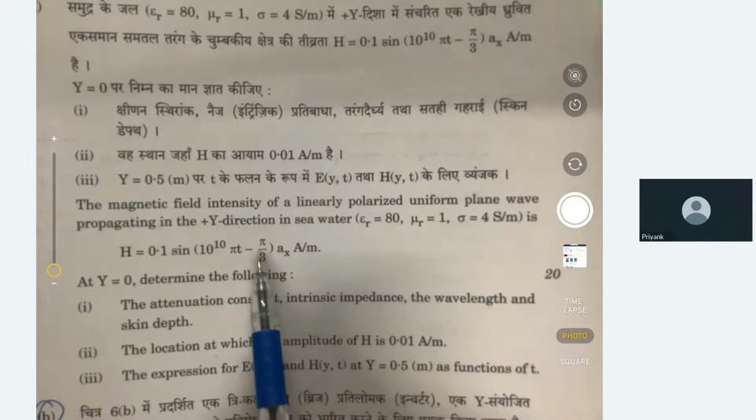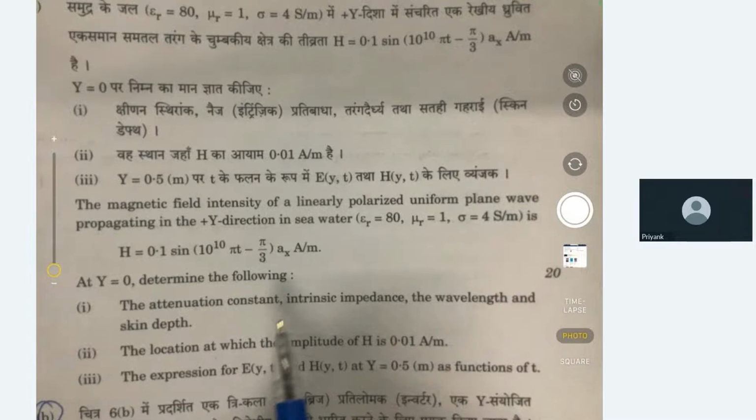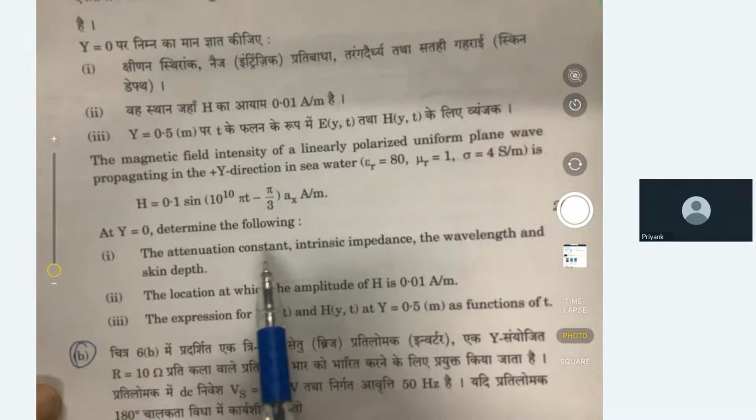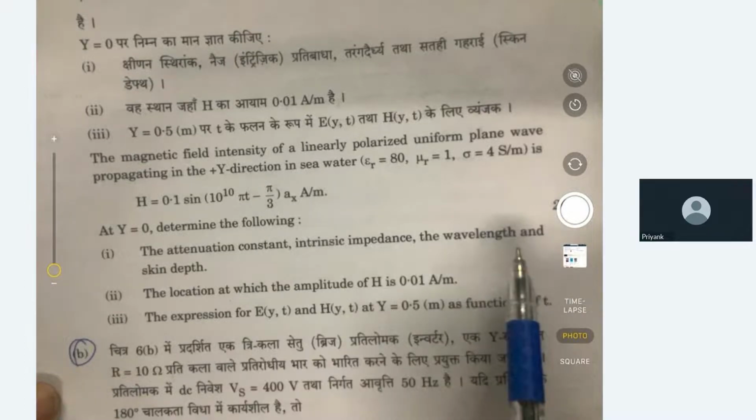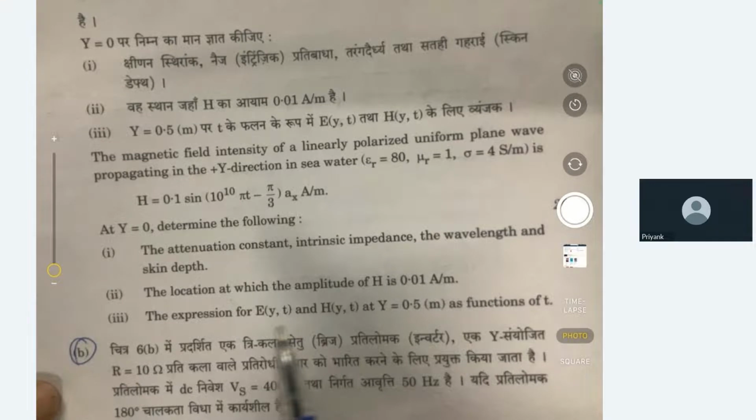And the beta value is not available in this question, so we will need to find beta. Okay, let's see then. The attenuation constant, they are asking intrinsic impedance, they are asking wavelength, they are asking skin depth. So let's approach one by one.